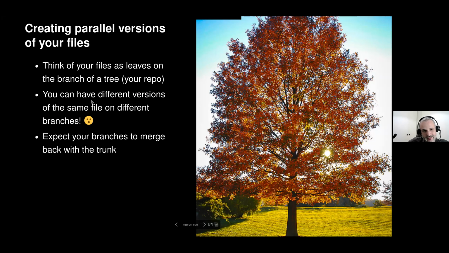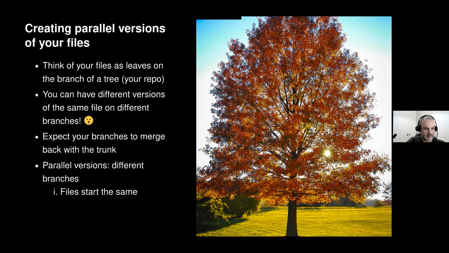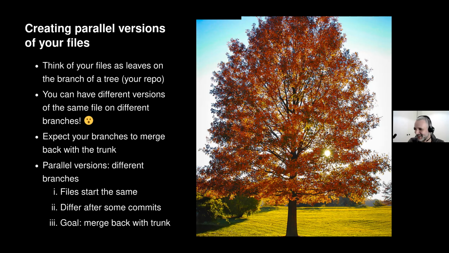And this is kind of where the analogy falls apart, because you should expect your branches to merge back with the trunk eventually on Git. That's like the happy scenario. So kind of recapping here, the parallel versions of your files are the different branches, which conveniently are also named branches on Git. The files start the same, but they differ after some commits. And the goal is to merge back with the trunk of your repository.